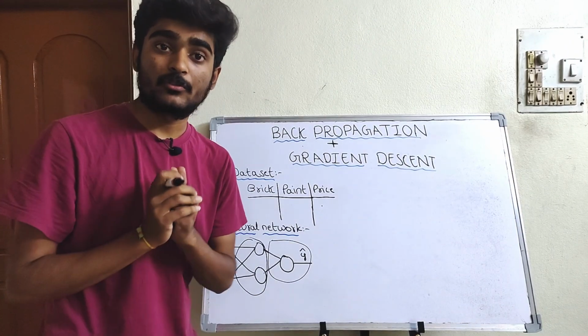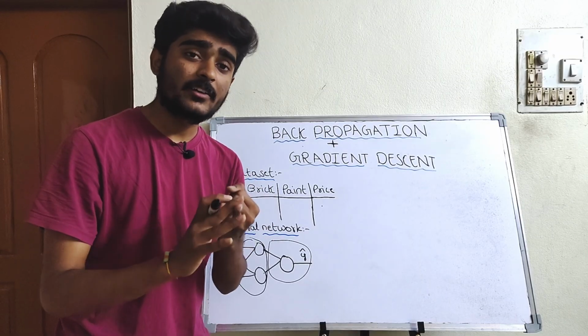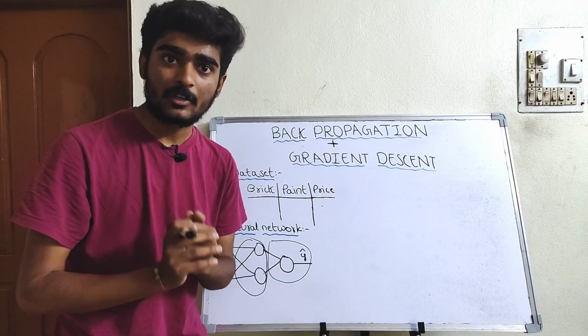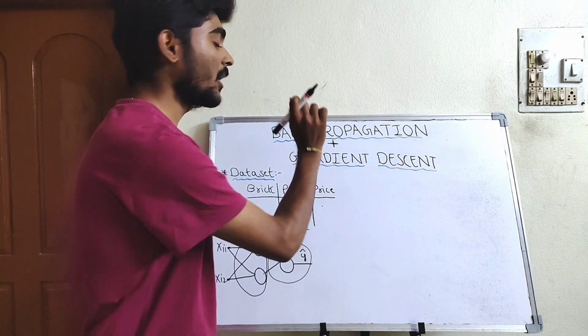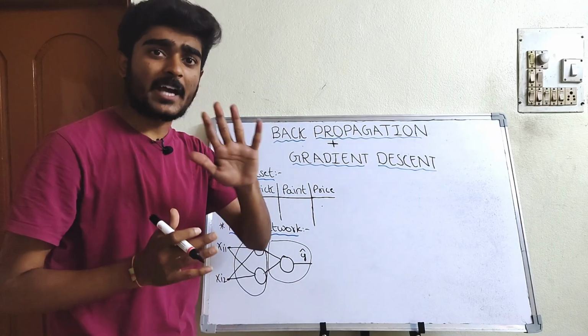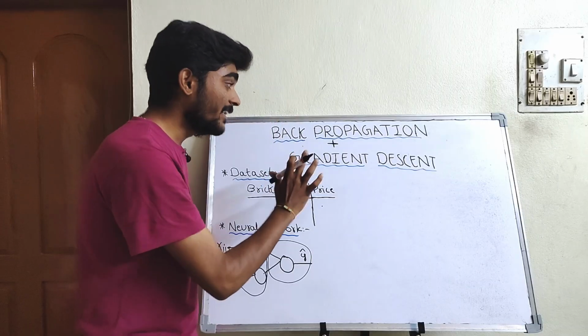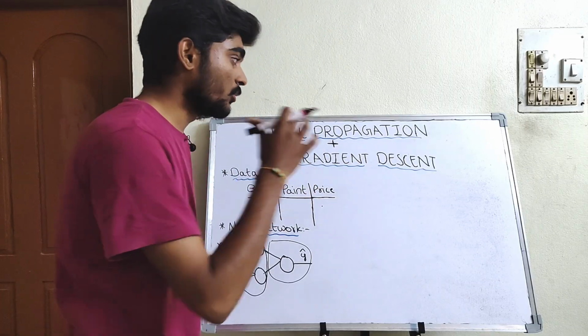In our previous videos, we have successfully discussed what the backpropagation algorithm is, and second, the code implementation of the backpropagation algorithm. This is the third video in the backpropagation algorithm series. Now, in this video, what we'll be discussing is how the backpropagation algorithm and the gradient descent algorithm work together.